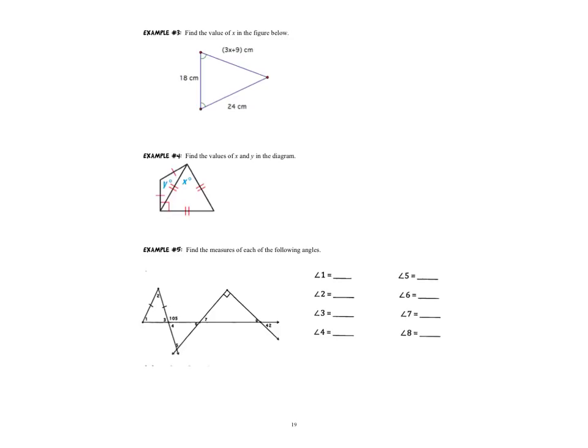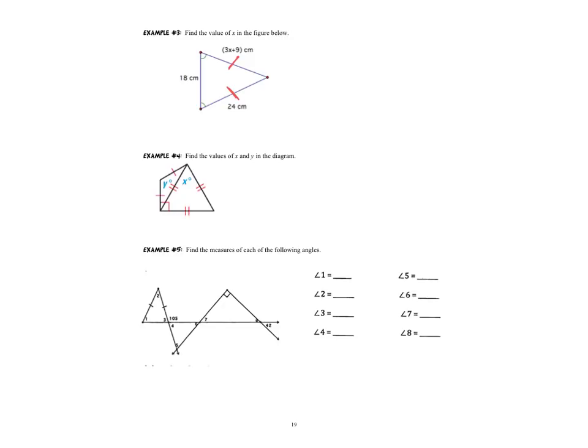So the first thing we have to do here is look and see what kind of triangle we have, and then figure out, do we have any congruent sides? Well, I notice that I have two angles here that are congruent, this one and this one, which automatically makes the sides across from them congruent.